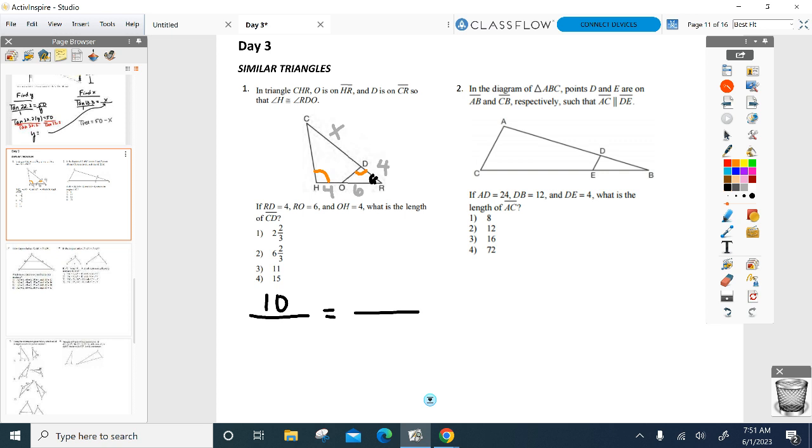Everybody think they know what it matches up with? What 10 matches up with? DO. It is DO, but I don't have a length of that, though. That's the problem. It's probably going to be something that matches up when I have a length of.